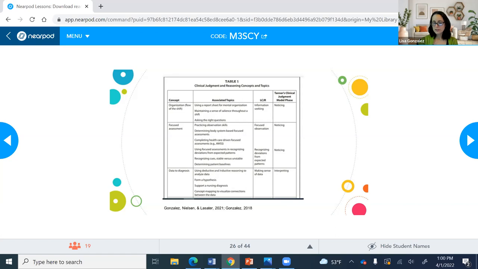So we break down clinical judgment one topic at a time, and we really pay close attention to the different components of Tanner's model, noticing, interpreting. I want to draw your attention to the data to diagnosis topic, which is towards the bottom. Each day, we do a learning activity which helps students connect with the topic for the day. So on data to diagnosis day, guess what the learning activity is?